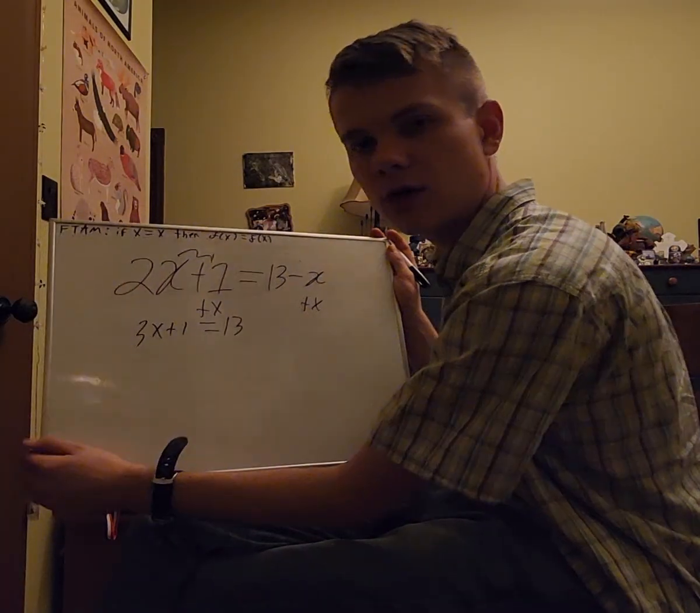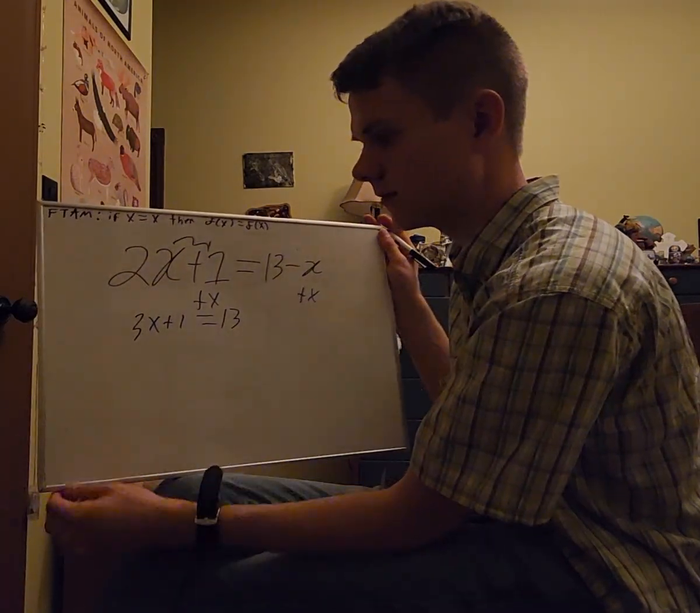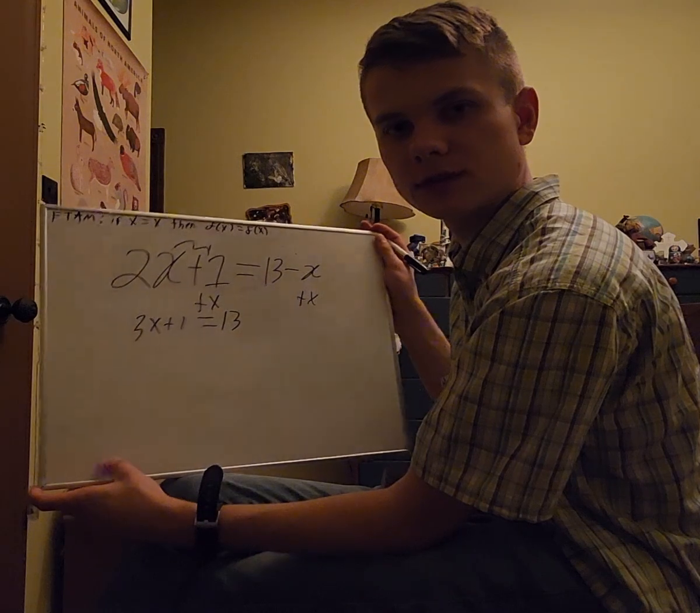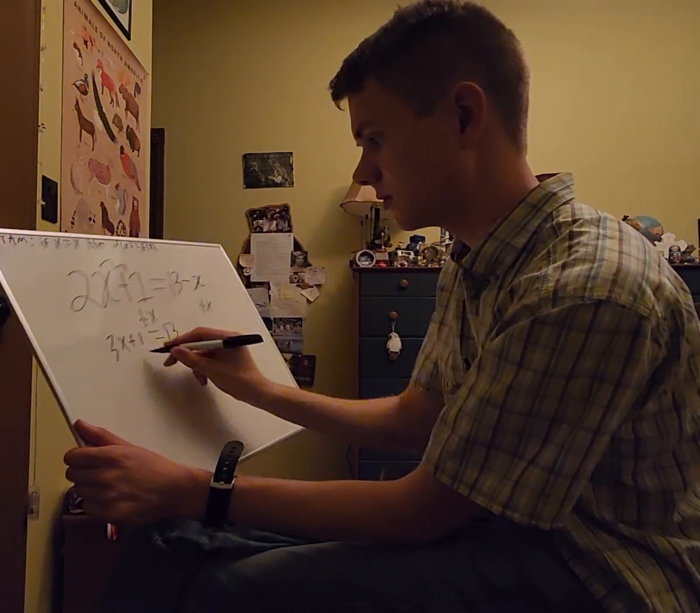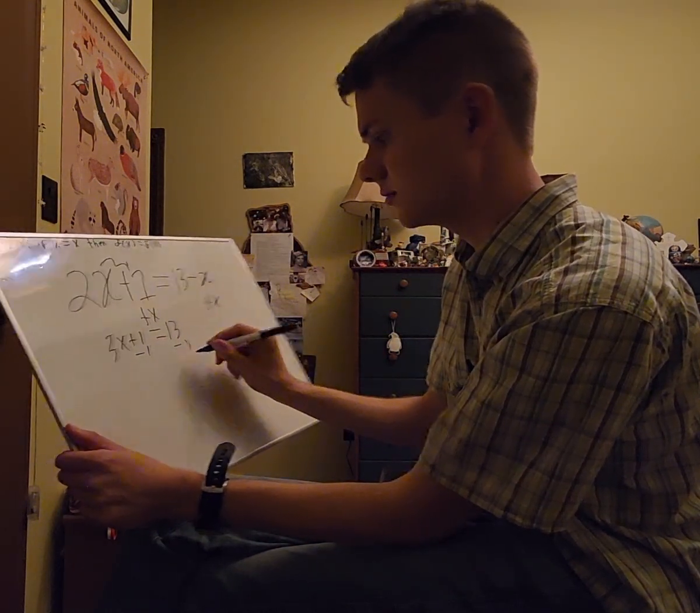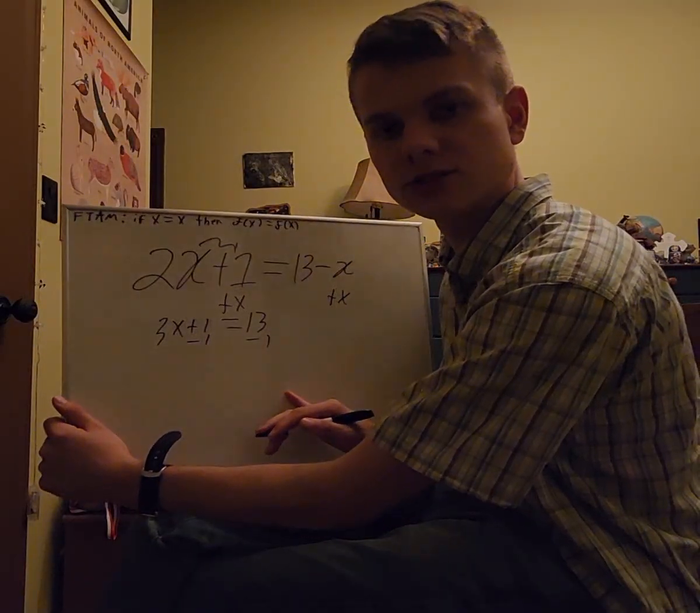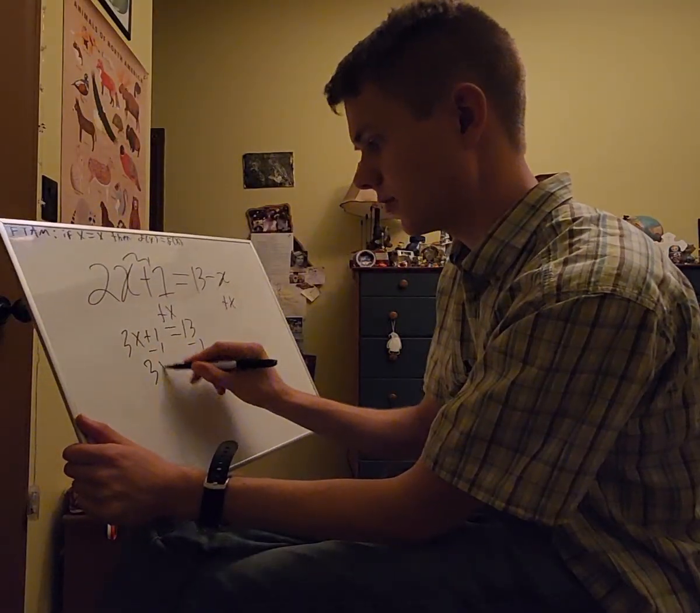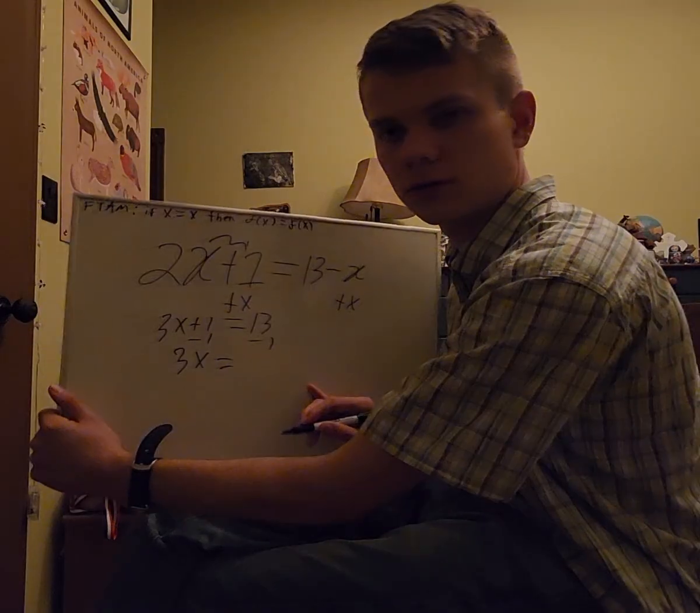Okay, now we want to move that 1 to the 13. So we subtract 1 from both sides, right? This is our second function, g. So minus 1, minus 1. 3x plus 1 minus 1 is 3x. And 13 minus 1 is 12.